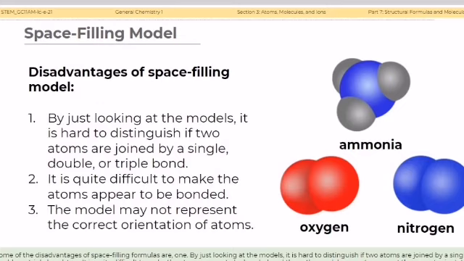Some of the disadvantages of space-filling models are: 1. By just looking at this model, it is hard to distinguish if 2 atoms are joined by a single, double, or triple bond. 2. It is quite difficult to make the atoms appear to be bonded. And 3. The model may not represent the correct orientation of atoms.